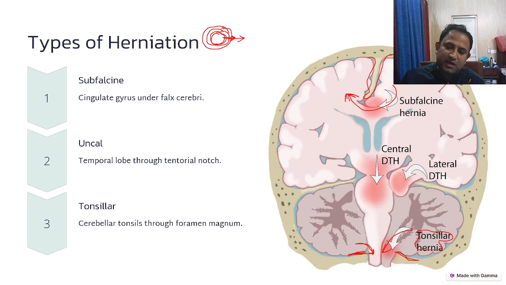Then there are other types of herniation which occur through the tent. This is the tentorium cerebri. So this is called the tentorial herniation. And then there is of course the central herniation.